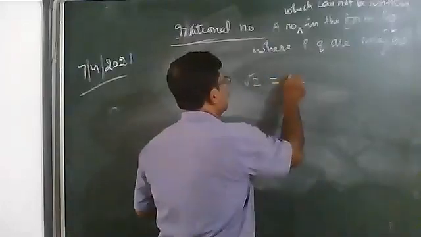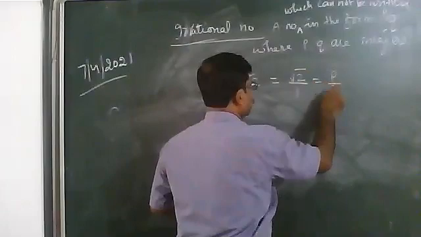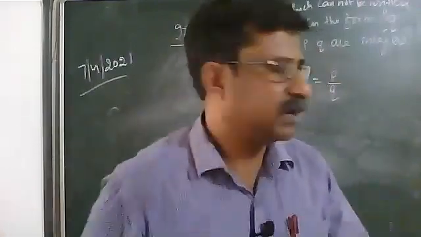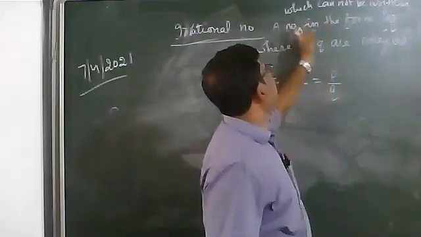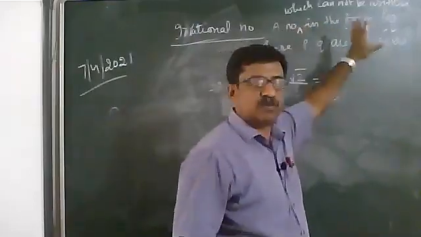Why is it irrational? Even though this can be written in the form of p upon q, we wrote it in p upon q form. But the definition we wrote says: a number which cannot be written in the form of p upon q, where p and q are integers. Read the complete sentence.